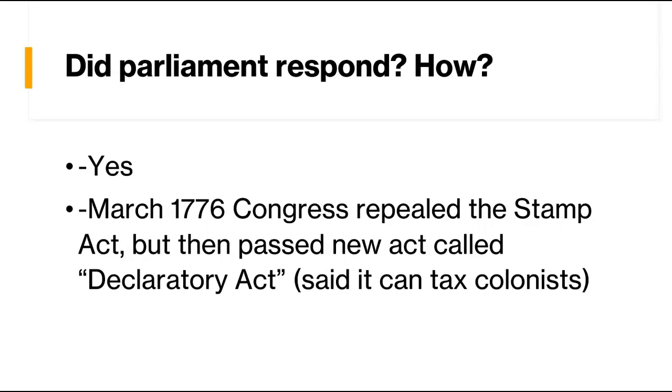Did Parliament respond and how? The answer is yes. March 1776, Congress repealed the Stamp Act, which means they took it back. Okay, colonists, calm down. You don't have to pay the Stamp Act anymore. But then they went ahead and passed a new act called the Declaratory Act, which said it can tax colonists for anything, for even more things. So the repeal was replaced by something worse. So in no way was that what the colonists wanted.